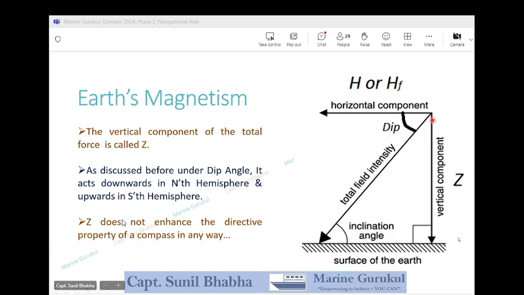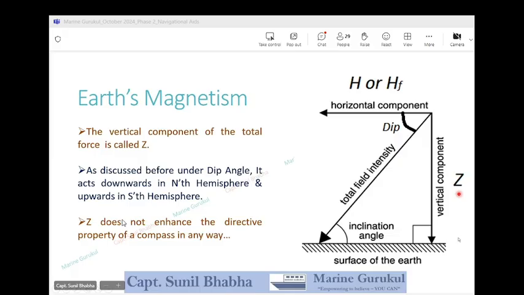The other component of the total field intensity of the Earth, which is the vertical component, is known as the Z component. Now, as we have discussed under the dip angle, this Z component will be acting downwards in the northern hemisphere, and this Z component will be acting upwards in the southern hemisphere. In the northern hemisphere, the magnetic field lines go down, so the Z component acts downwards. In the southern hemisphere, magnetic field lines come up from the Earth's surface, so the vertical Z component acts upwards.